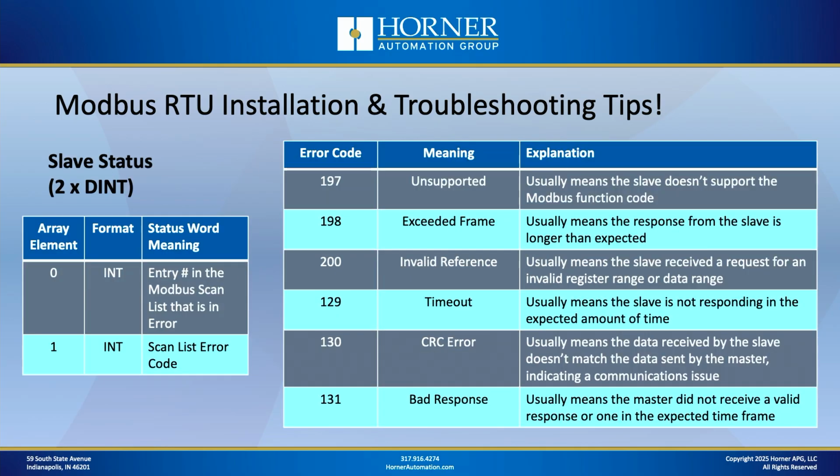On the slave side of things, the status registers tell you if you have any problems in your scan list. This is especially important if you're not 100% sure that the information you glean from the slave's documentation was correct. So if you have a problem in your scan list, this will tell you. It'll also tell you the nature of the problem. Important information if you're having issues.